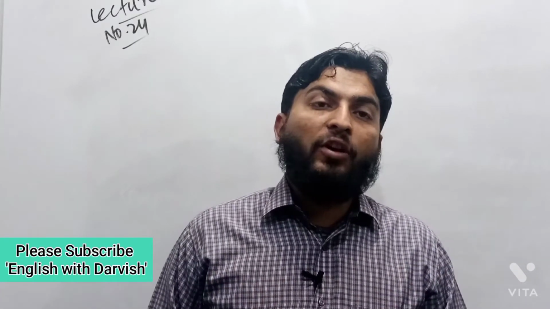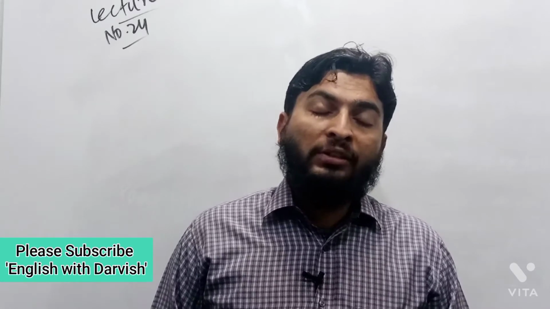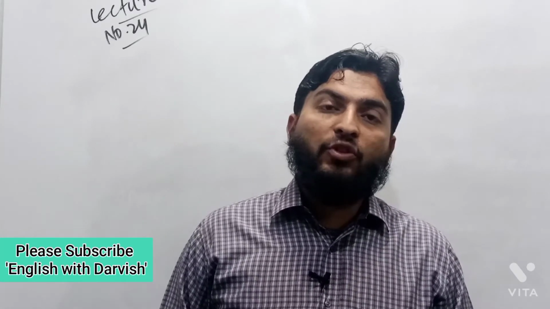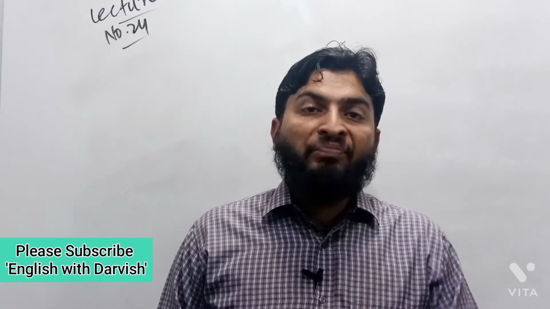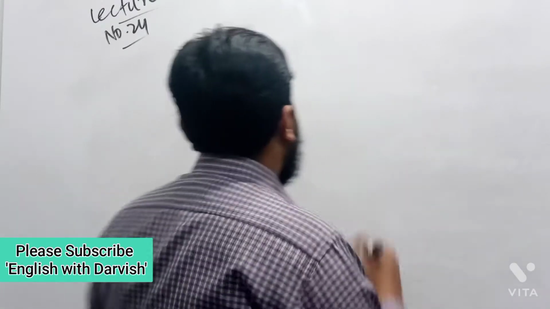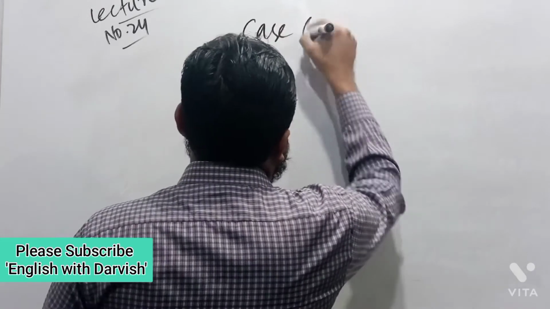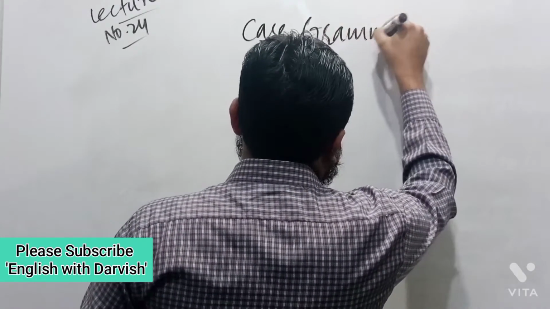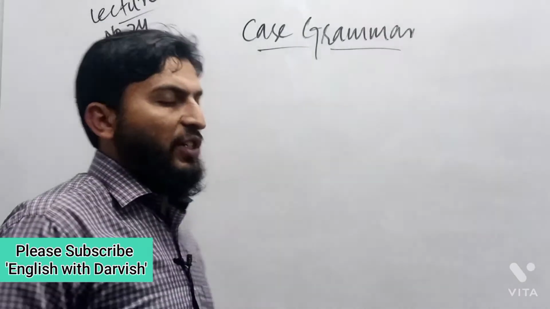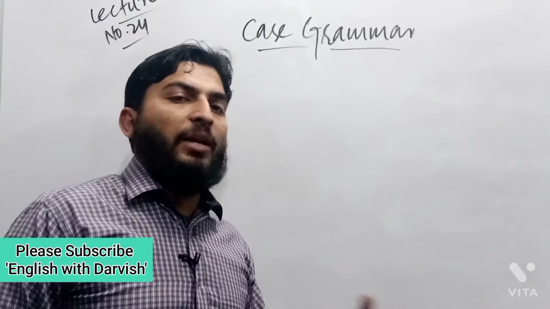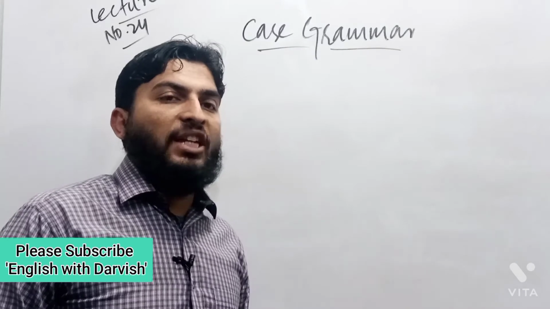Today I am here for the Advanced English Grammar course, recording a video that is based on lecture number 24. Lecture number 24 is about case grammar. What is case grammar? Case grammar is very simple to understand. After understanding the 6 types of grammar, this is the 7th type of grammar.